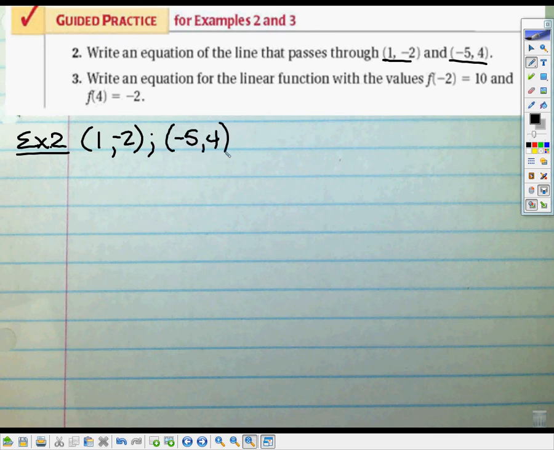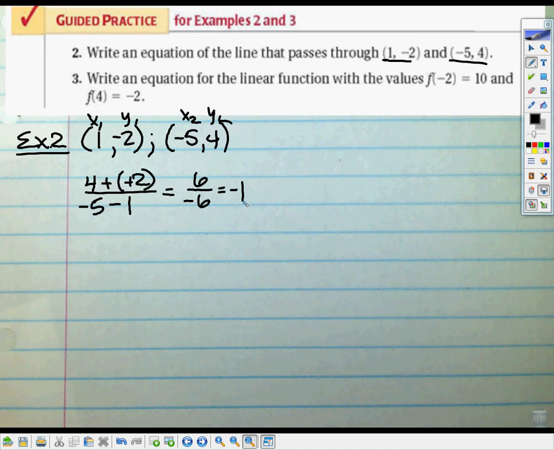The first thing we need to do is find the slope, and in order to find the slope we should be doing y2 minus y1, so we're going to get 4 minus a negative 2 over, now we have to do x2 minus x1, and we'll get negative 5 minus 1. When we subtract these, adding the opposite, we get 6 over negative 6, which is negative 1 for our slope.